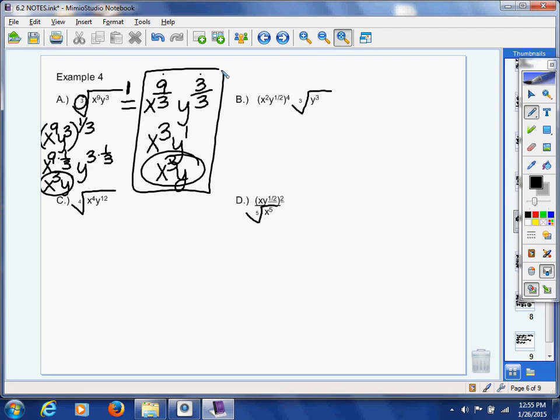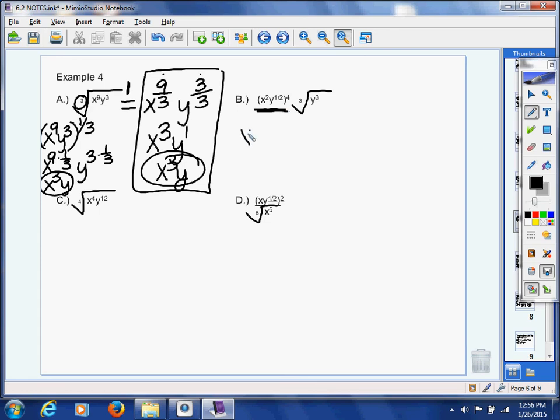Now letter B, we have a power to a power situation, so they took it out of the radical for us. Actually it's not a radical because it's not a fraction, it's an exponent on the outside. So we've got x squared times y to the 1/2, and then we're going to take both of those and raise them to the 4th power. That's power to a power. We have a power inside the parentheses, and we have a power on the outside of the parentheses.